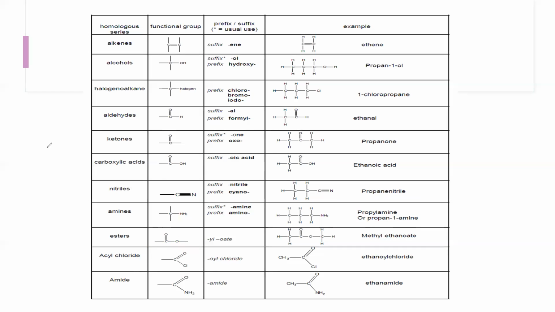Acyl chloride, this is just an introduction of the topic. So C double bonded with O and Cl. Example, we have CH3, C double bonded with O and Cl. So we have 2 carbon, that's why we call it eth. They have a single bond between them, an. And oyl chloride is the suffix which we use. So you can see oyl chloride. So it becomes ethanoyl chloride.